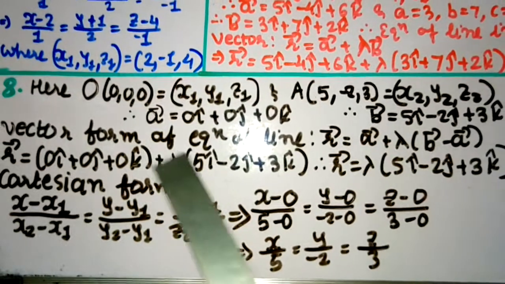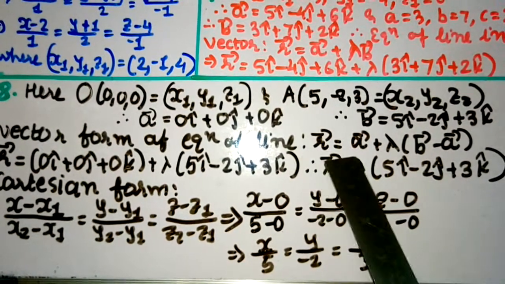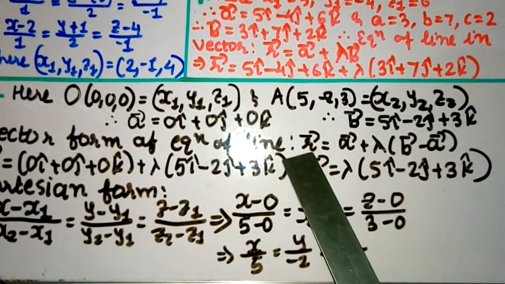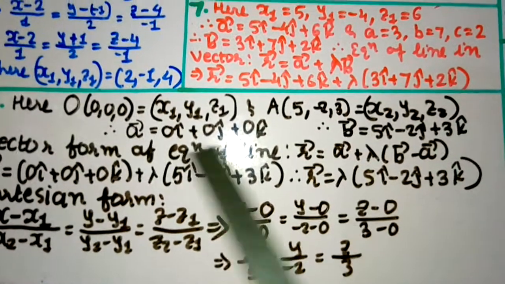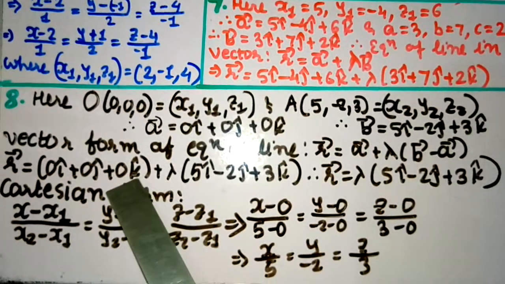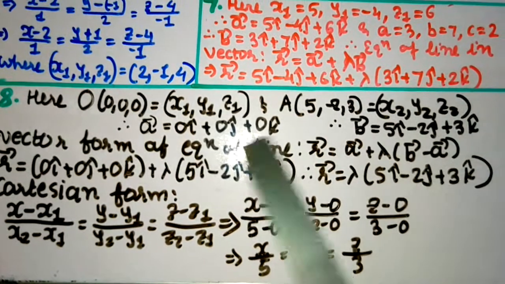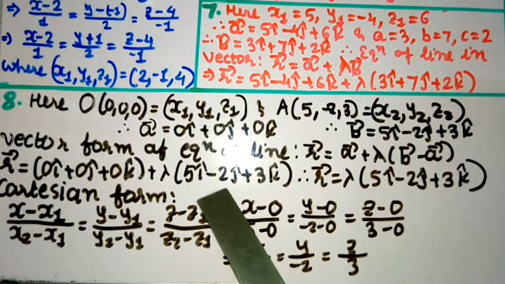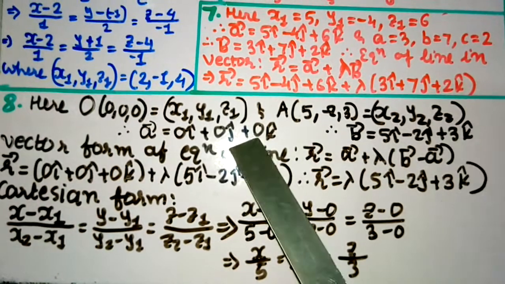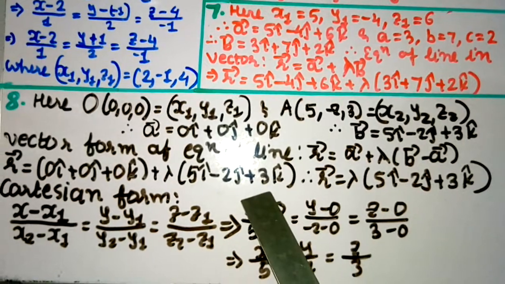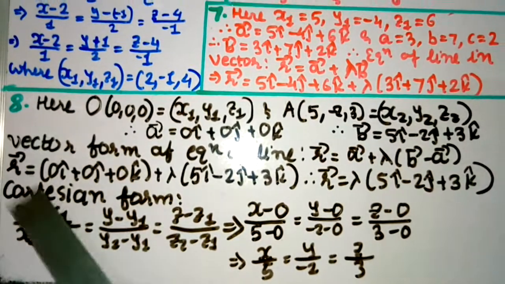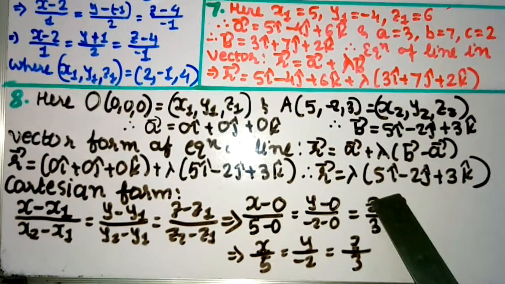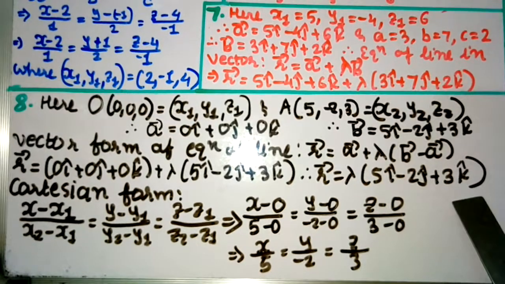Now the vector form of the equation of a line is vector r equal to vector A plus lambda times (vector B minus vector A). We know this formula. So vector r, that is the line, equals vector A, which is 0i cap plus 0j cap plus 0k cap, plus lambda times (B minus A). So I find the difference: 5 minus 0 is 5i cap, minus 2 minus 0 is minus 2j cap, plus 3 minus 0 is plus 3k cap, right? Since vector A is all 0, we can neglect that part. So vector r equals lambda times 5i cap minus 2j cap plus 3k cap. So this is the vector form.